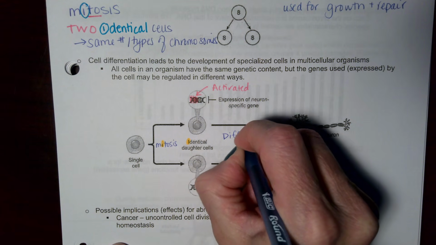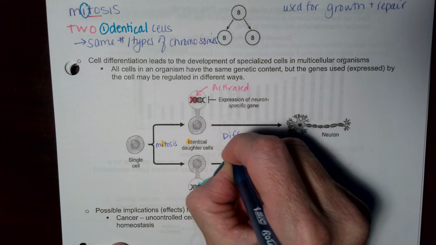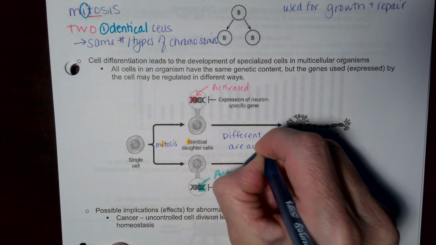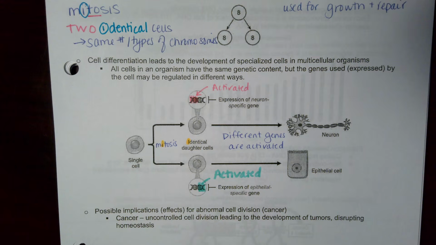So the big idea here is that differentiation is when different genes are activated. When those different genes are activated, that's going to determine the job of your cell.